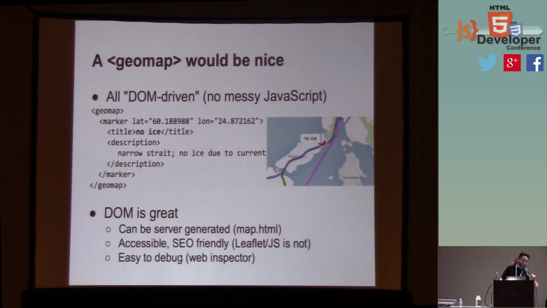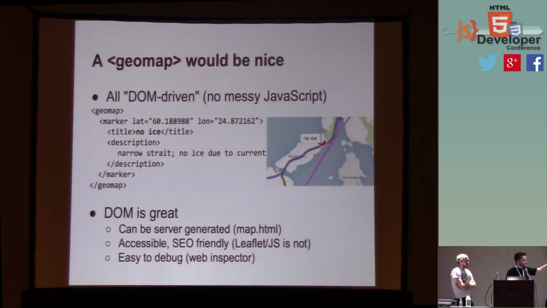So, this also applies to what we do with mobile app development. HTML5 is missing a geomap element, because you have to do crappy JavaScript and Leaflet, and it gets super messy. But a fully DOM-driven approach would be really good. Just see how beautiful that is.